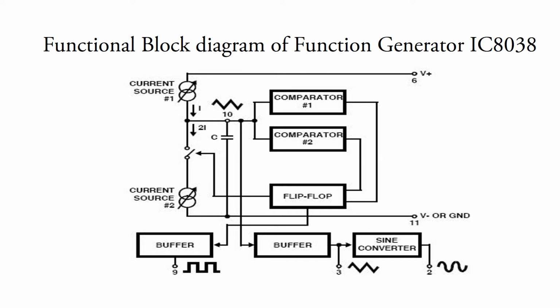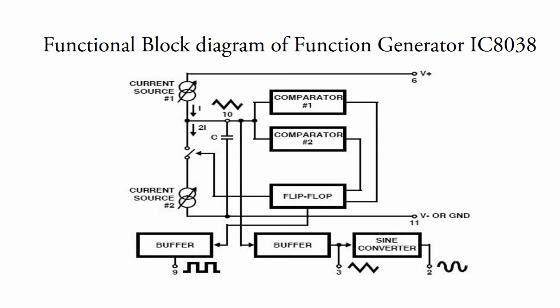The capacitor starts charging towards VCC. Once it reaches 2 by 3 VCC, the comparator triggers the flip-flop. Then the flip-flop connects current source 2 to the circuit. Then the capacitor starts discharging. Once it reaches 1 by 3 of VCC, comparator 2 triggers the flip-flop, so the flip-flop goes to off state. So the capacitor charges and discharges continuously, which gives you the triangular waveform, right?